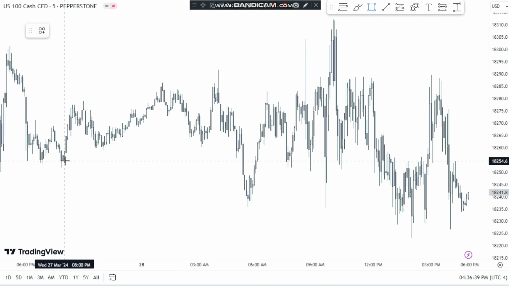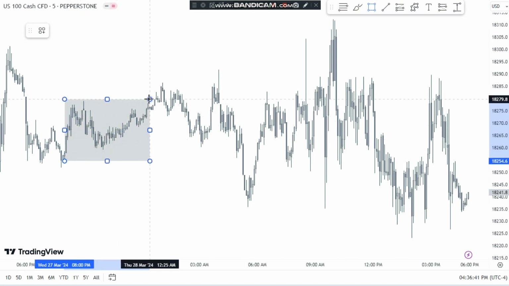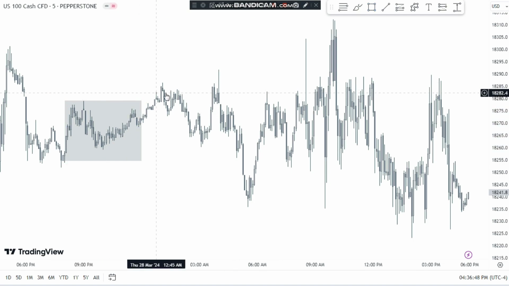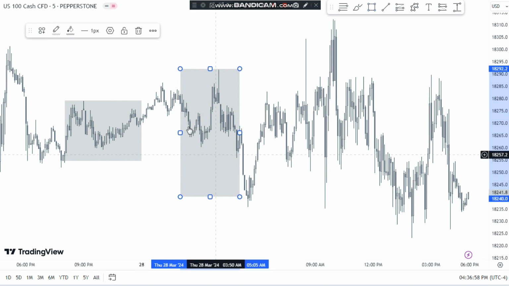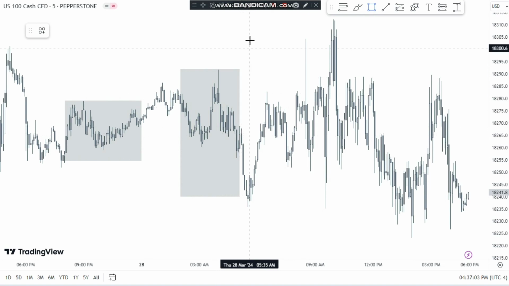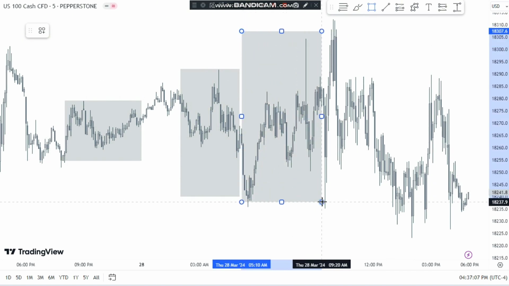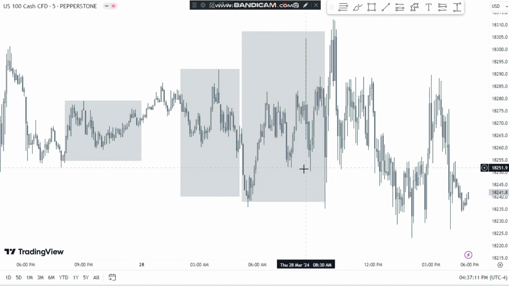Okay, so the Asian kill zone starts from 8 p.m. New York time and it ends at 12 a.m. New York time. Okay, so this is your Asian kill zone. Now the London kill zone starts at 2 a.m. New York time and it ends at 5 a.m. New York time. Okay, this is the 5 a.m. New York time. And then the New York kill zone starts, and we will use the 5 a.m. to 9:30 a.m. window. This is your New York kill zone. So these are the three kill zones.